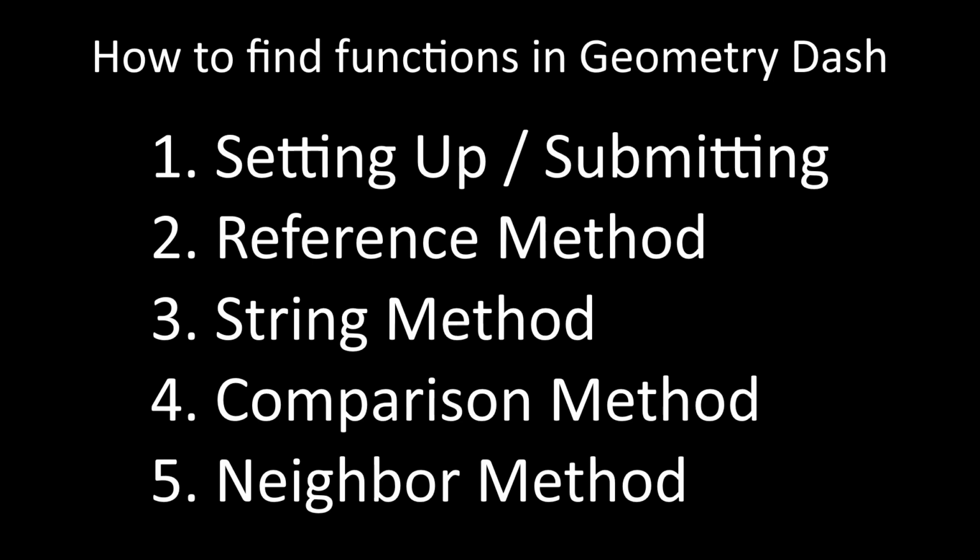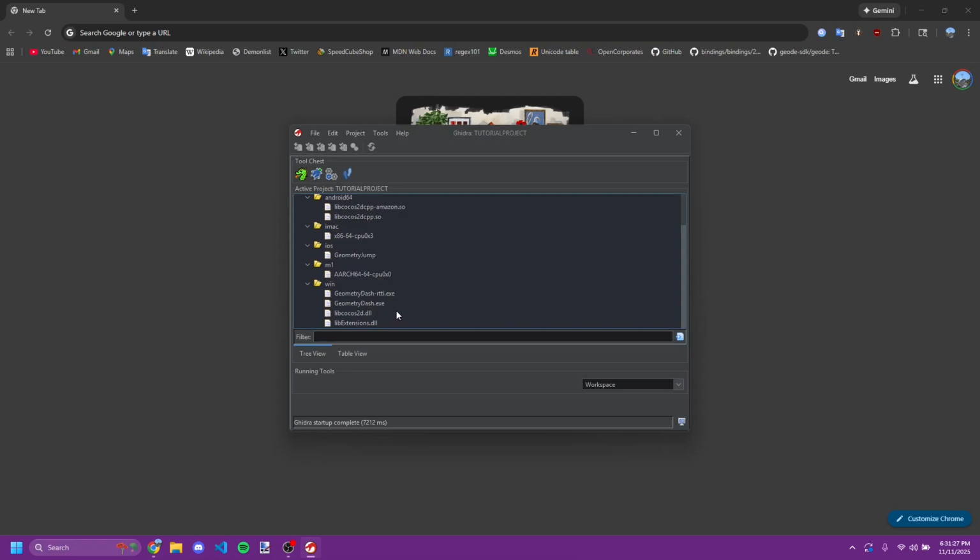In this part, we'll go over the reference method of finding functions in Geometry Dash. This method involves front references and back references to functions via other functions and virtual function tables. I modified my project a bit, but don't worry about it right now.